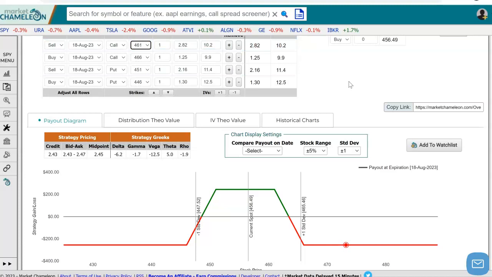So this is a demonstration of how you could quickly set up an Iron Condor, look at the profit and losses at expiration, and make a judgment if that strategy lines up with your unique future outlook on the stock.